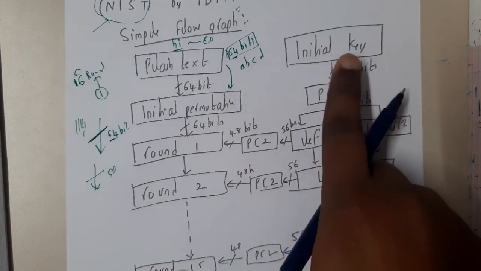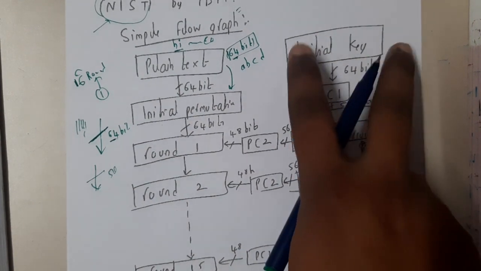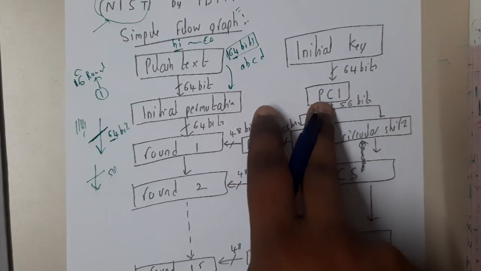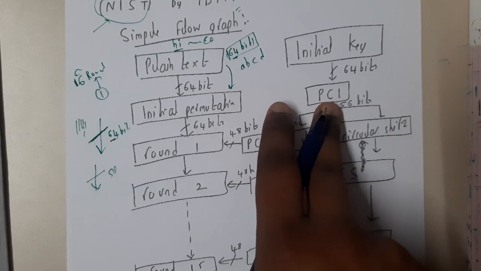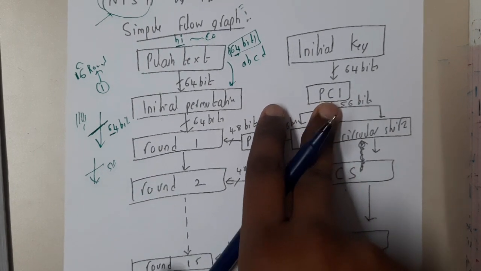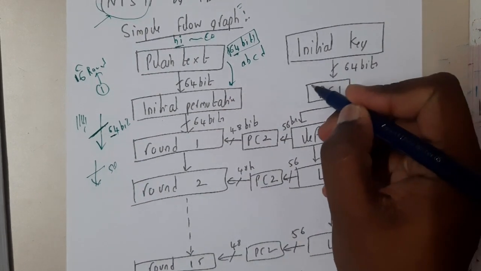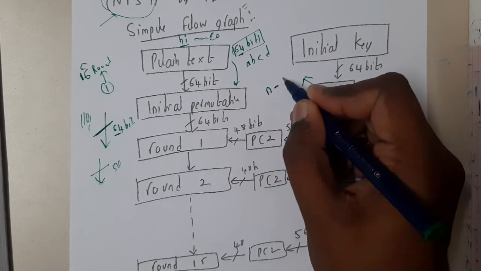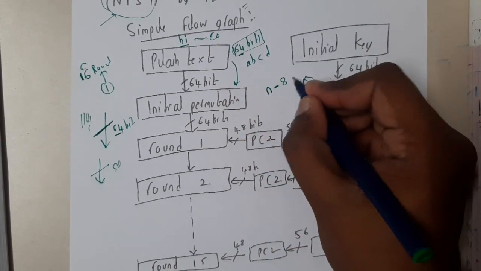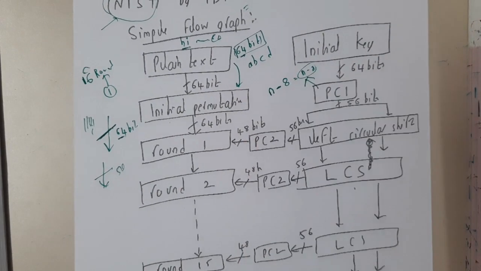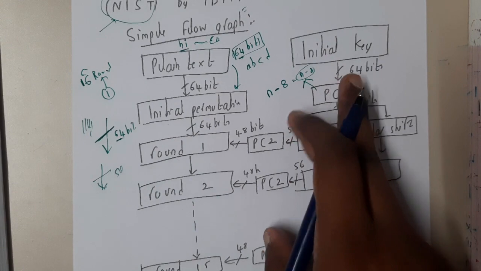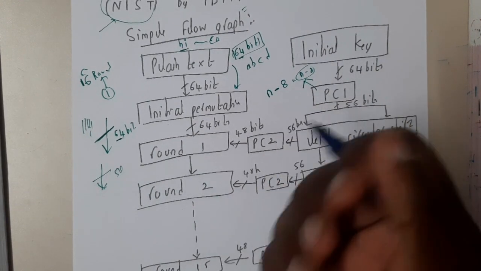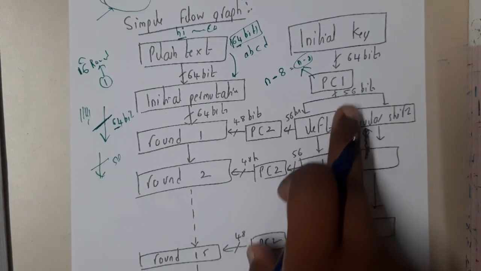Coming to the other side, the initial key will be of 64 bits. You pass it to PC1. This is one of the most important components, the permuted choice. Whatever n-bit input you give to this, it will eat away 8 bits and give you a result of n minus 8. If you observe, we gave the input as 64, but the output we got is 56. So indirectly 8 bits have been eaten by this, and you got the output.